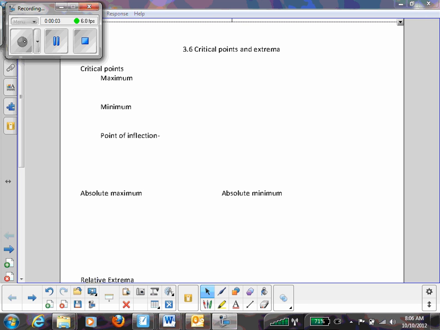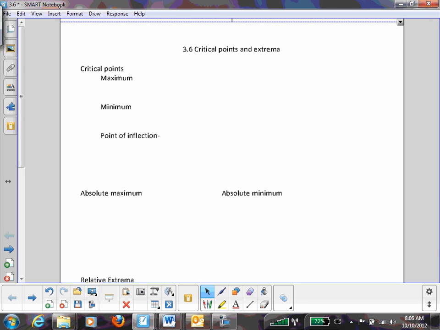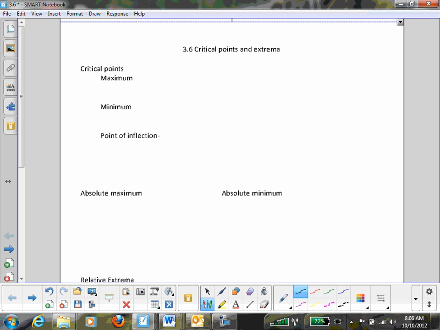Here we go. Critical points. Maximums, minimums, points of inflection. All right, maximums and minimums, we know what they are. But mathematically, I don't know that you've ever thought about it. Looking at a graph, you can tell if something's a maximum or a minimum.